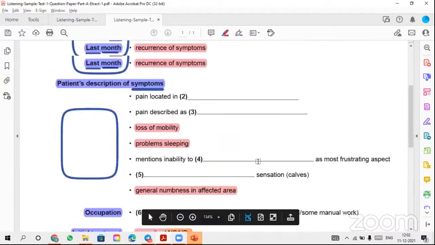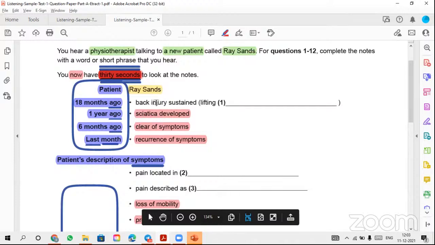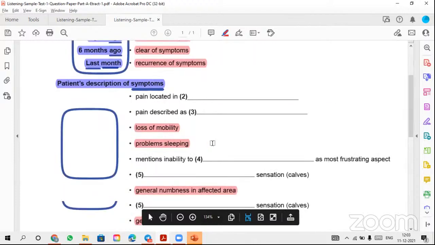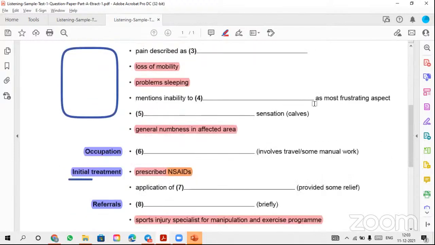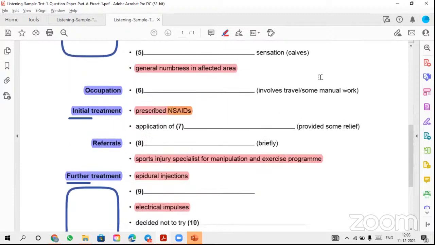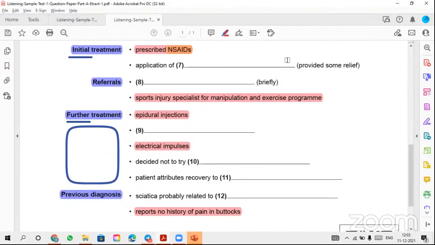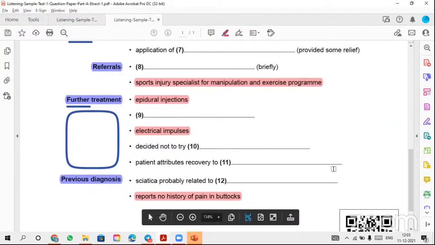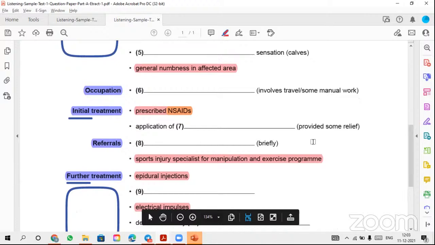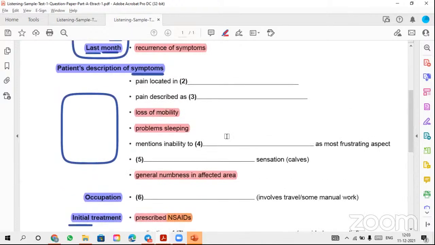Now you are left with only 12 lines. 1, 2, 3, 4, 5, 6, 7, 8, 9, 10, 11, 12. So 12 lines you are left with. In these areas, you have to see which are important now.